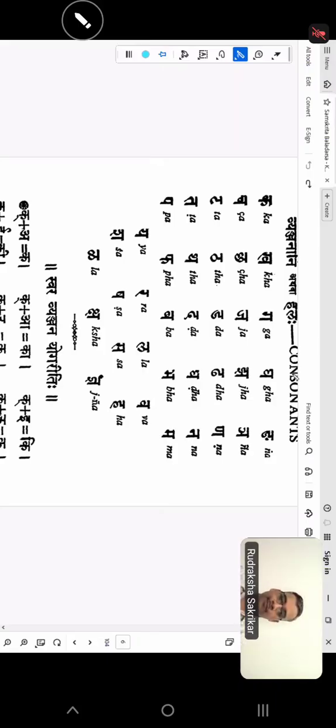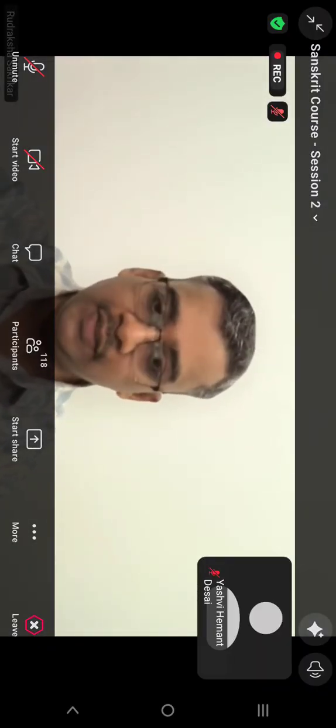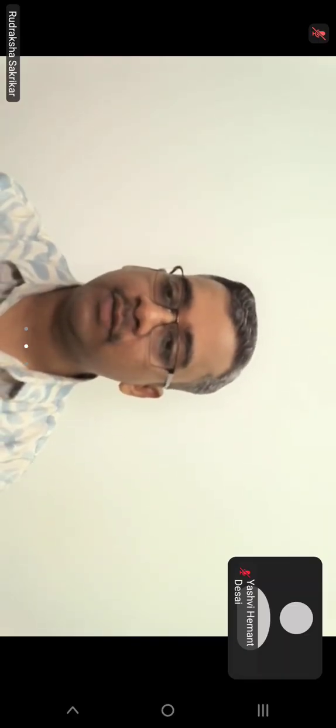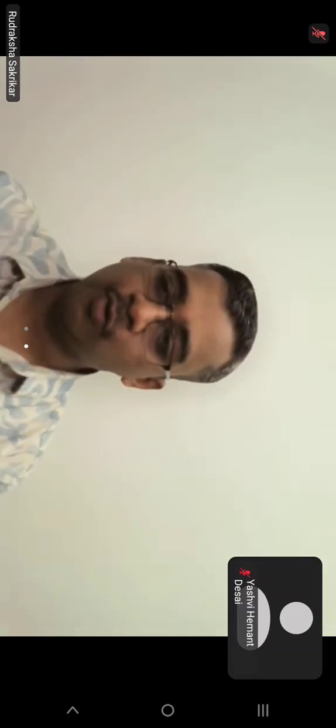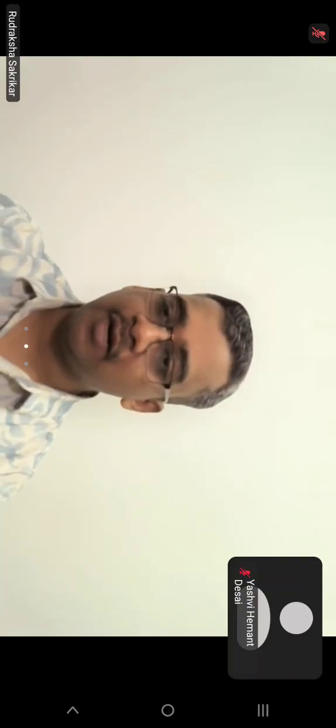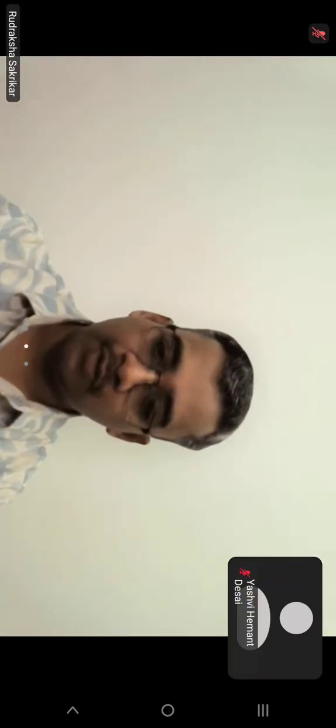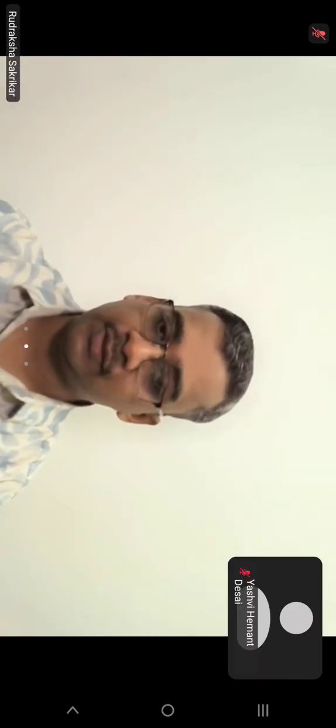Now, one thing we discussed yesterday: the swara is basically called swara because for the articulation of the vowels, we don't need any other letter or sound. The etymological meaning is swayam rajate. And vyanjanas cannot be articulated independently. For the articulation of the consonants, we need to add the vowels, and when we add the vowels to the consonants, the combinations are created, and those combinations are given here.